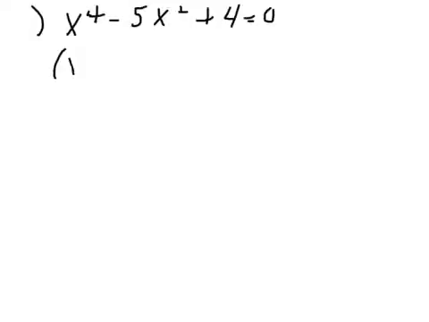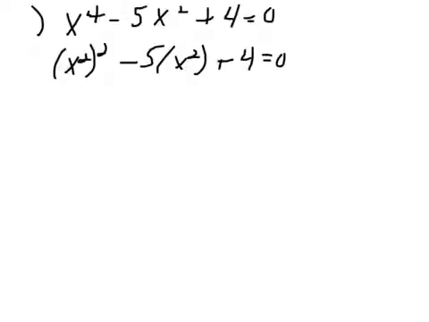The c part is x to the 4th minus 5x squared plus 4. And again, we've done something like this before, but I didn't really show you the formal substitution. But here's what we could do. We could say, well, isn't x to the fourth x squared squared? And then you got 5x squared plus 4 equals 0.